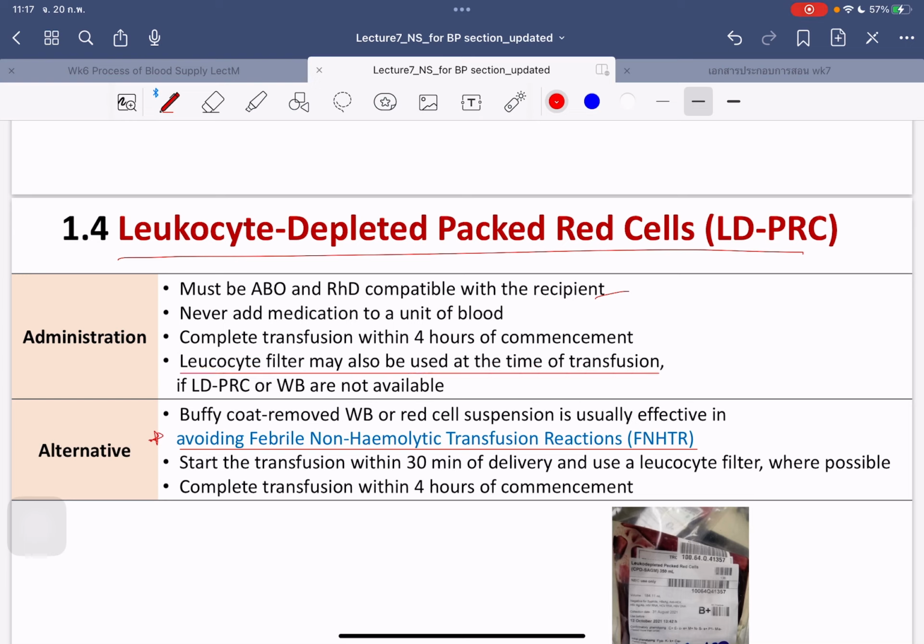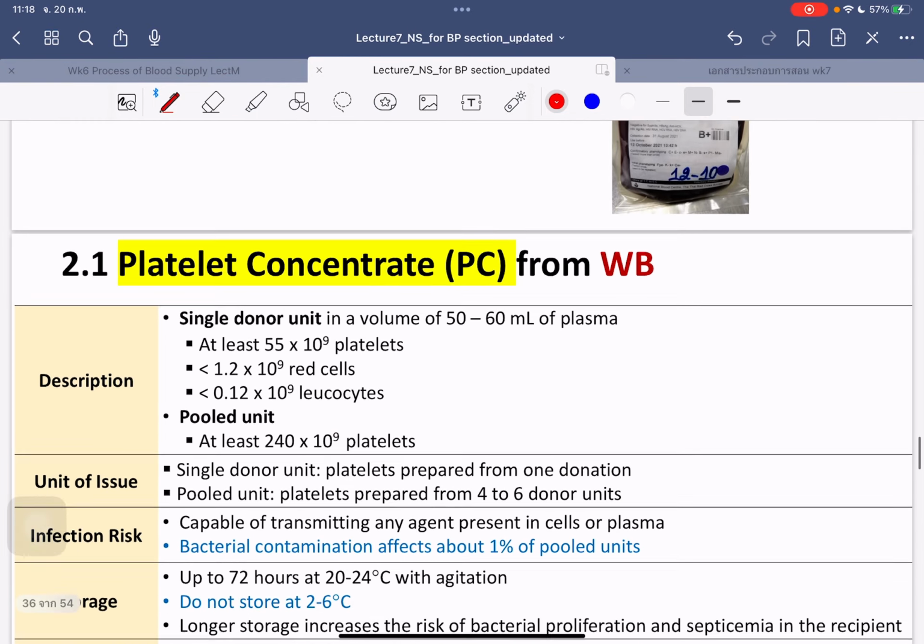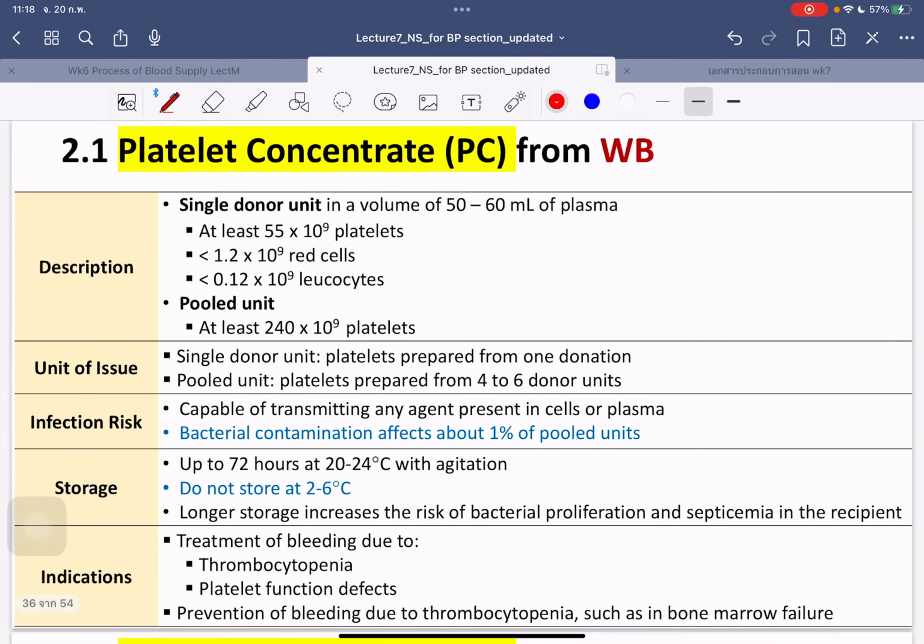The next one is platelet concentrate. Actually, platelet products have two components. If you already learned, can you tell me which components? How to prepare platelets? Actually, we have two preparation methods. The first one is prepared from just one donor. And the second one, you can pool from 4 to 6 donors.